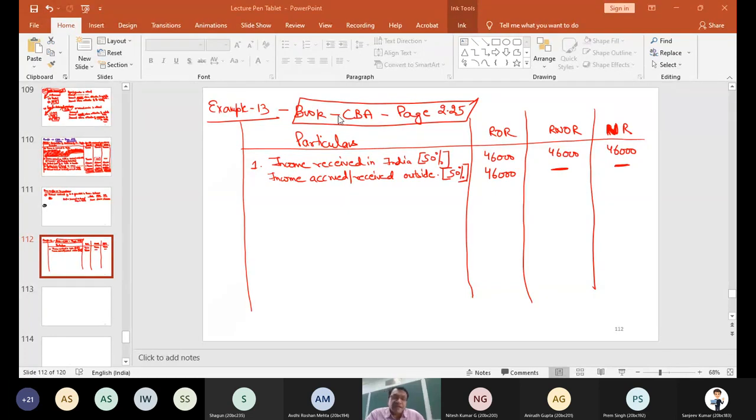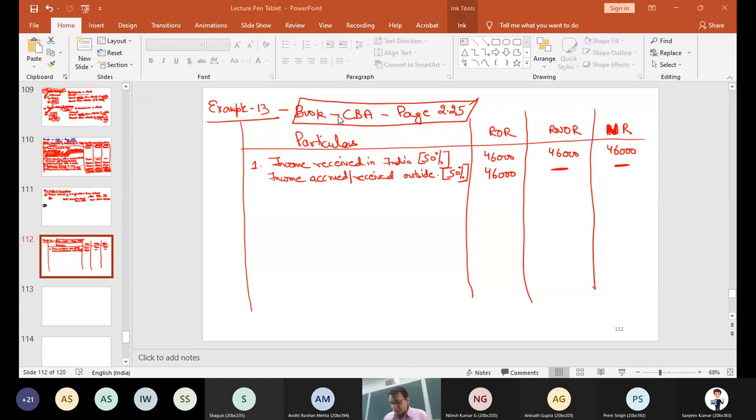And this interest is covered in deemed to accrue or arise in India, but my interest in this example is not covered because I don't know who the borrower is. So I cannot apply section 9 in this case because 100% information is not given. That is why I will confidently say that this income is accrued as well as received outside India, where it is taxable for ROR, not taxable for NR, and also not taxable for RNOR because this interest income is not from business or profession. So this is my point 1.